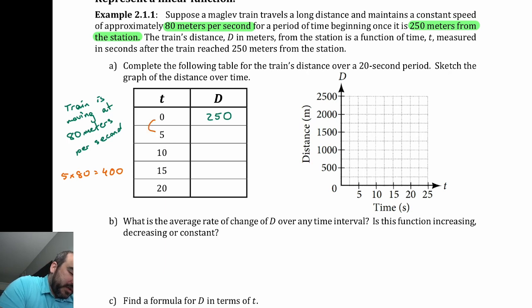So from here to here, that's a plus 5. Right, so if it moves 400 more meters, then it must be at 650 meters away from the station after 5 seconds.